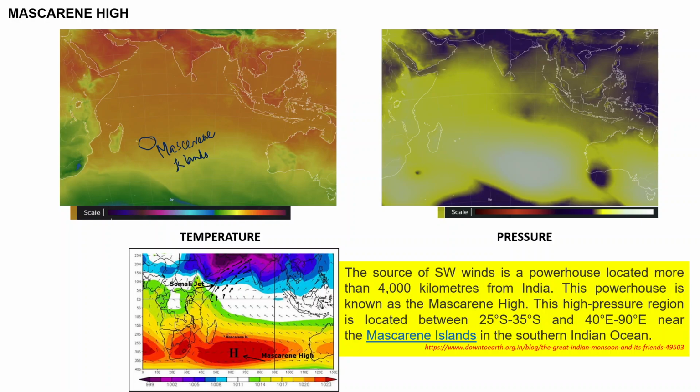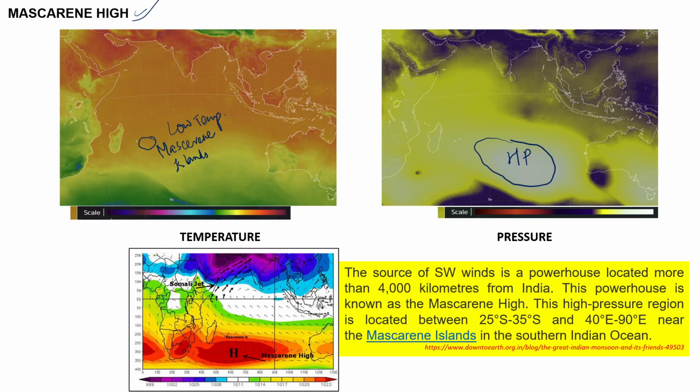Since the temperature over here is low, we all understand that the pressure in this zone will be high. So this high pressure zone is called the Mascarene High. Now we all understand that when the pressure will be high, the winds will start blowing from this high pressure towards the low pressure.